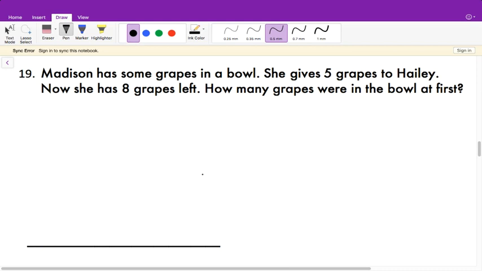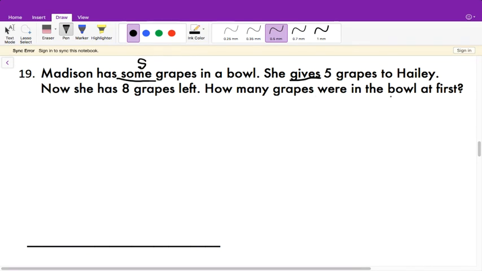Okay, so first I'm trying to figure out what kind of problem this is, and I see Madison is giving grapes to Haley. So there is an action here. Someone is giving away something. So that word gives tells me that this is a start change result. Okay, and let's look for the other parts. So here we can see Madison has some grapes in the bowl. So the start is just that she has some. That's our unknown number.